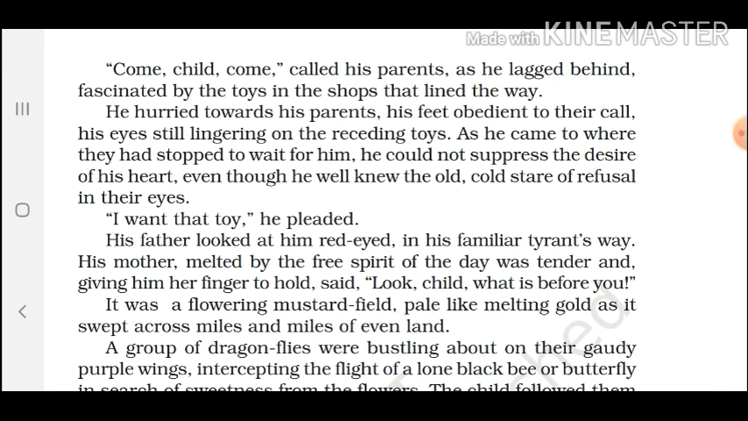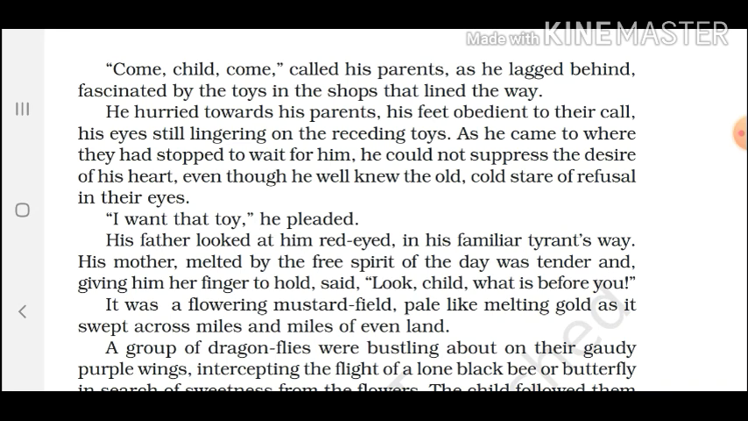His father looked at him, red eyes. Red eyes means he became angry in his familiar tyrant's way. Here, tyrant means a very cruel ruler. So, his father became angry like a cruel ruler. He stared at the small child. His mother, melted by the free spirit of the day, was tender and giving him her finger to hold, said, Look, child, what is before you?